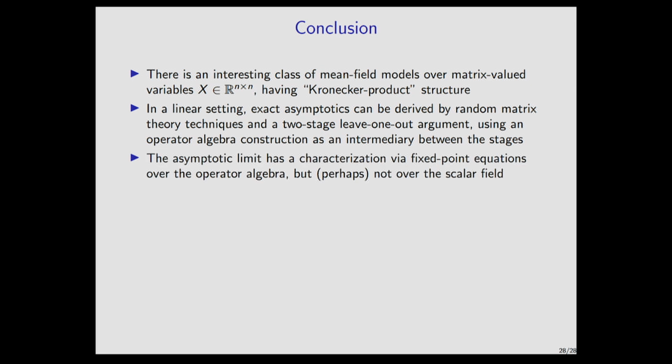The asymptotic limit in this model, as far as we can tell, seems to have a characterization via fixed point equations only over this operator algebra, but I can't seem to describe it over scalar random variables or fixed point equations in the scalar field.